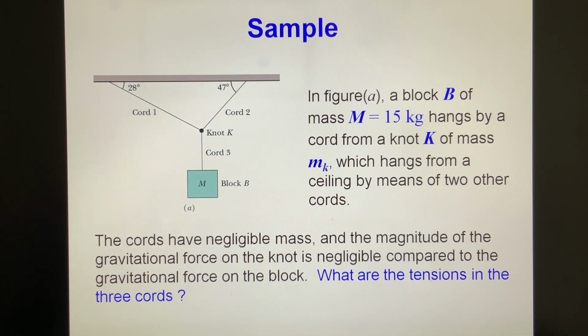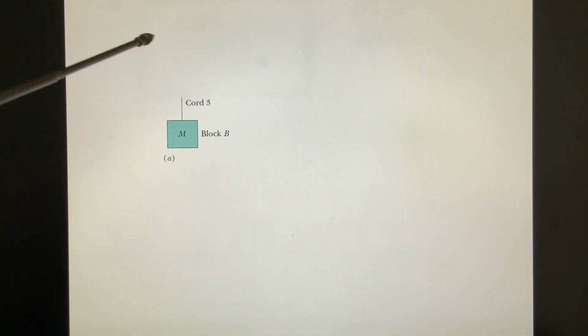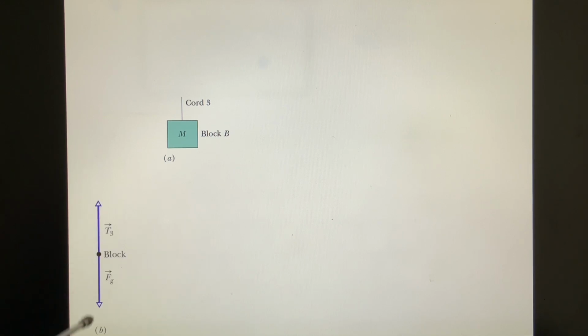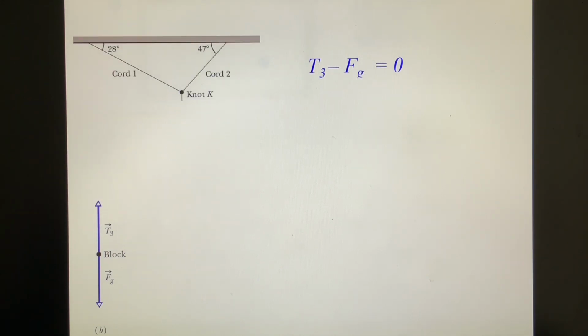Cords 1, 2, 3. They are in equilibrium, no acceleration. We write the free body diagram for the block. You have two forces: one is the gravitational force, one is T3. So easily, T3 minus Fg equals 0. It does not move, no acceleration. So T3 equals mg.